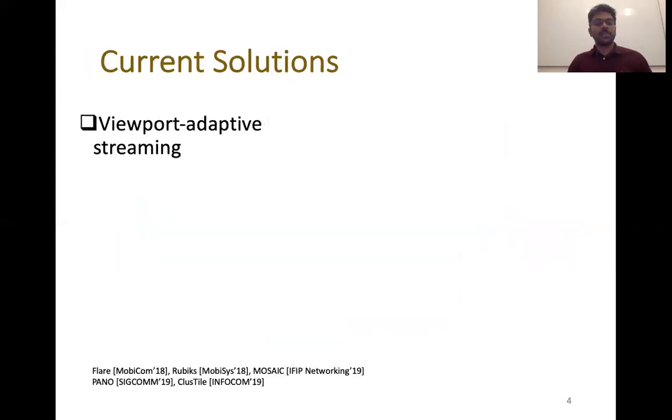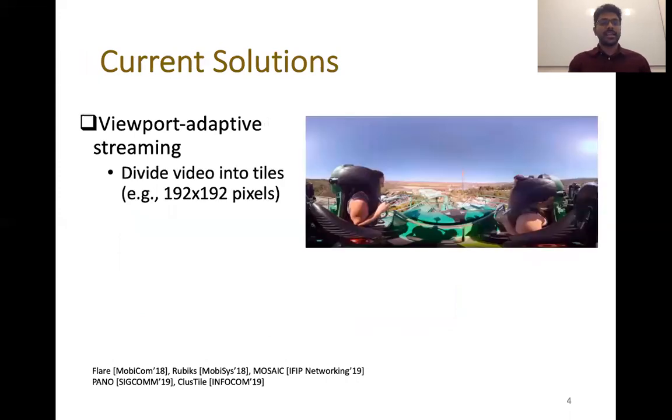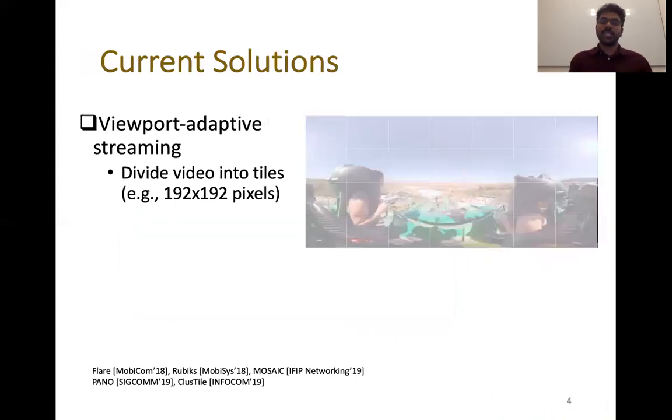To avoid these bandwidth problems, current solutions take a viewport adaptive streaming approach. The basic idea in viewport adaptive streaming is that a video is divided spatially into tiles. A tile here means a block of pixels, for example, here 192 by 192 pixels. After dividing this video into the spatial tiles, each of these tiles is encoded independently and stored on the video server.